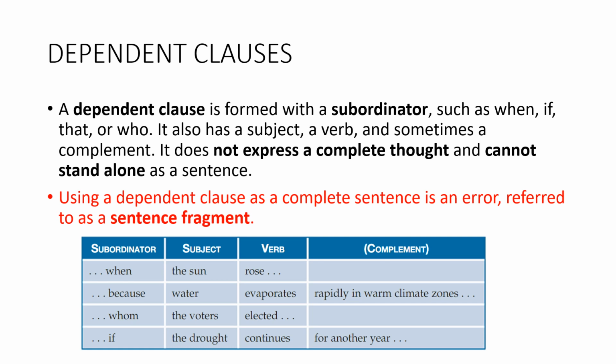Let's look at them. When the sun rose. So this is a dependent clause. It cannot stand alone because it does not express a complete thought. Another example is because water evaporates rapidly in warm climate zones. And number 3, whom the voters elected, or if the drought continues for another year. So as you can see, these are not complete sentences, so they cannot stand alone. They do not convey a complete meaning, ladies.